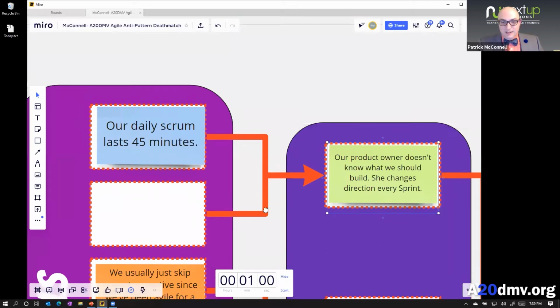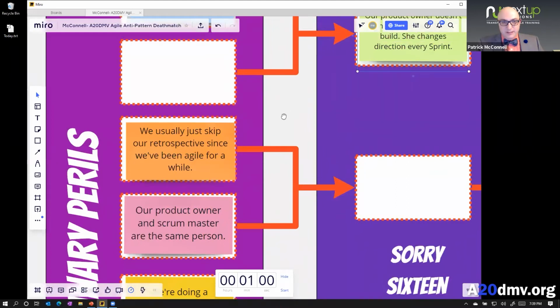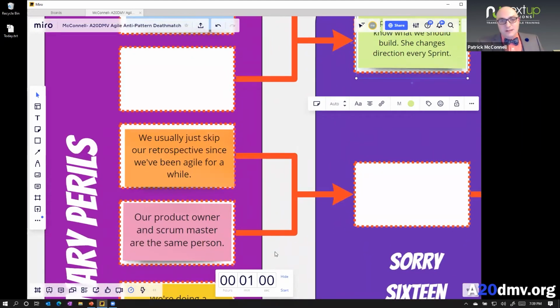All right, next up, we'll do just 1 minute for this voting here. Our two choices are, we usually just skip our retrospective since we've been Agile for a while, or our product owner and Scrum Master are the same person. If you like the top one as being worse, raise your hand. If you think the bottom one is worse, leave your hand lowered. I'll put 1 minute on the clock.